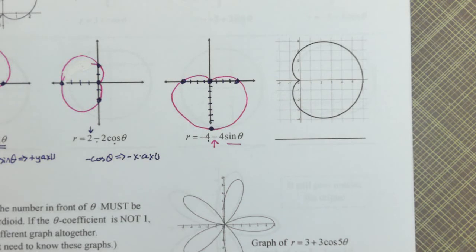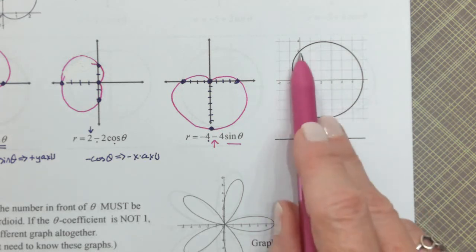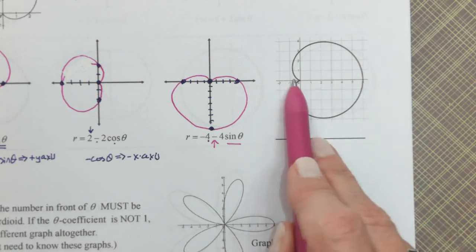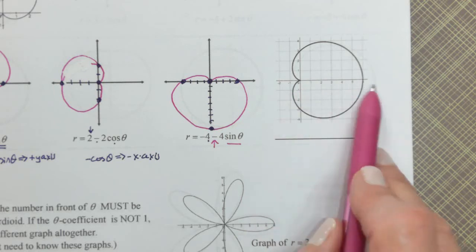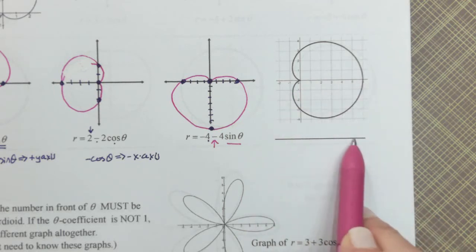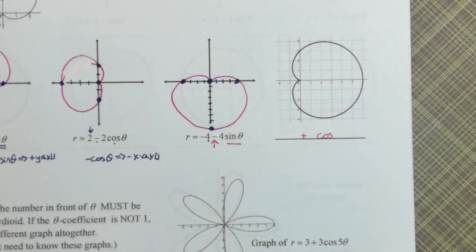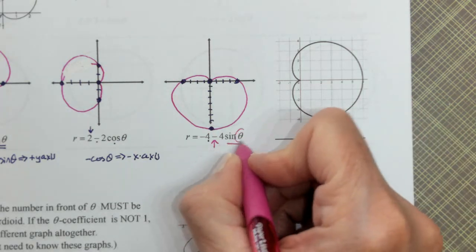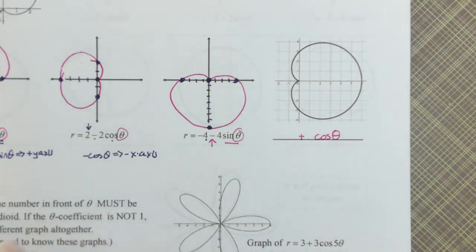Something like that. Okay? All right, let's make the equation for this one. The first thing I see is that it is a cardioid, and the bulk of it is on the positive x-axis. So I know it's going to be a plus cosine. And I know it has to be just a theta. These are always just theta. If it's not just a theta, it makes a different graph altogether.